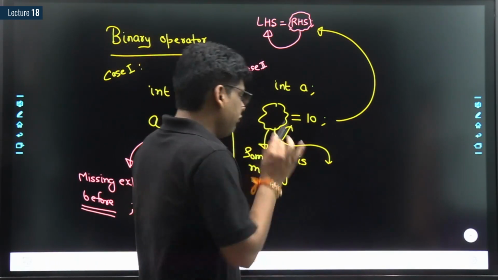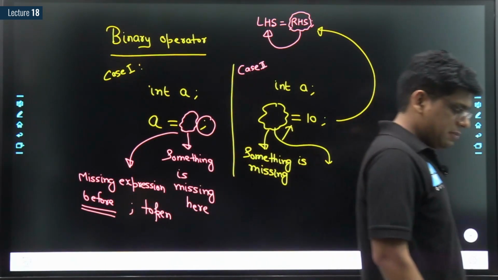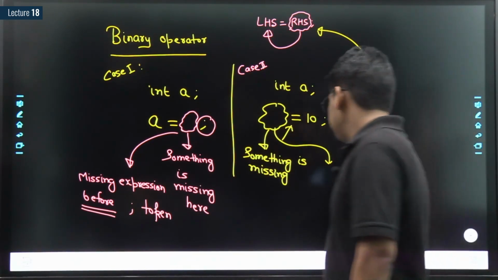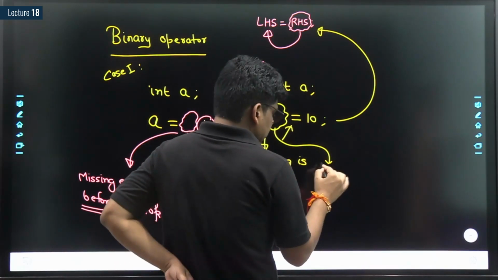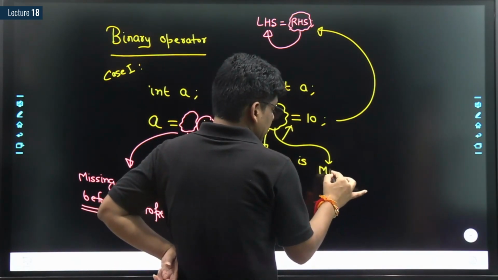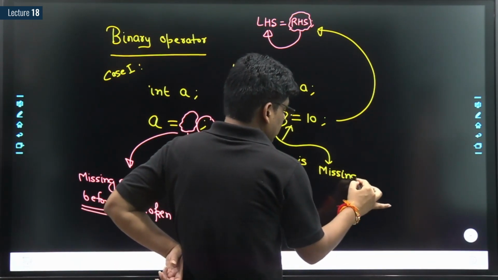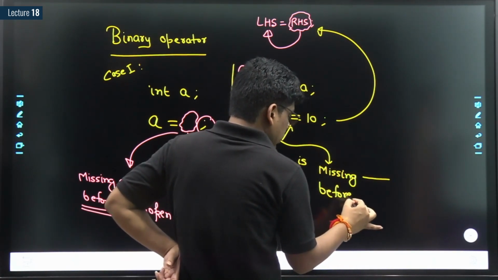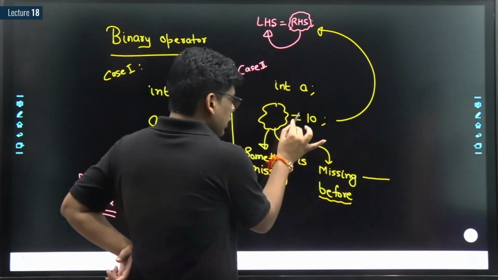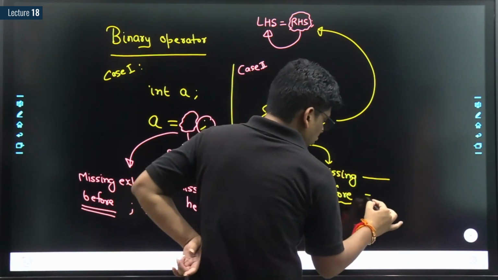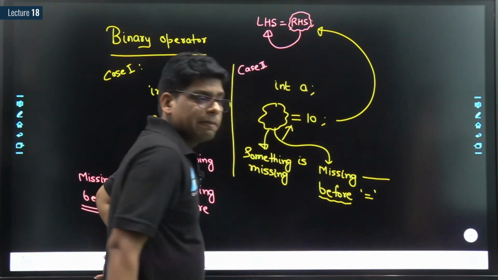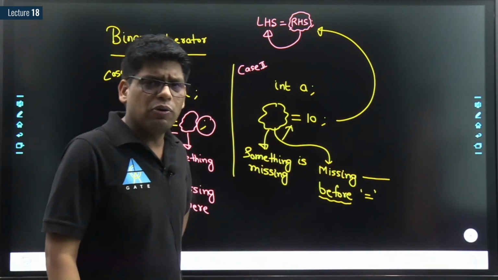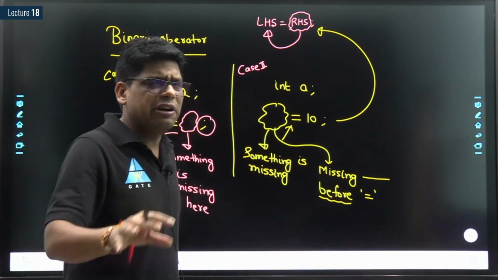Missing. Sir, where is it missing? So the compiler will generate something like this: missing expression. Where? What is the location? Before the equal sign. See, best friend. The compiler is the best friend. If you are learning a programming language, the compiler is your best friend, your bestest friend.